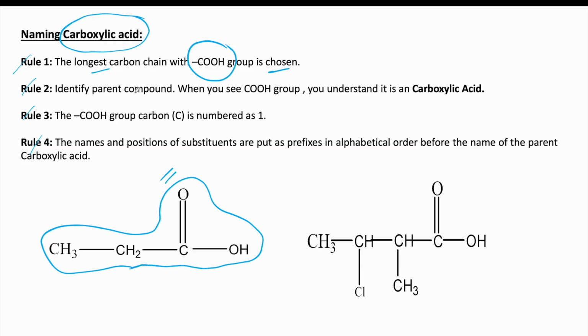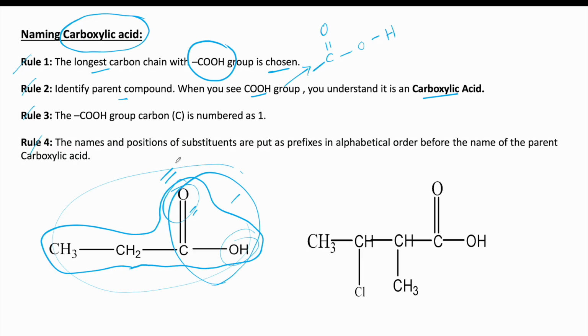Rule number 2, identify the parent compound. When you see COOH group, which means when you see a group like this, C double bonded O, O, another hydrogen, you understand that it is a carboxylic acid. For instance here, look, C double bonded O and a OH, COOH group. So definitely this whole compound is a carboxylic acid.